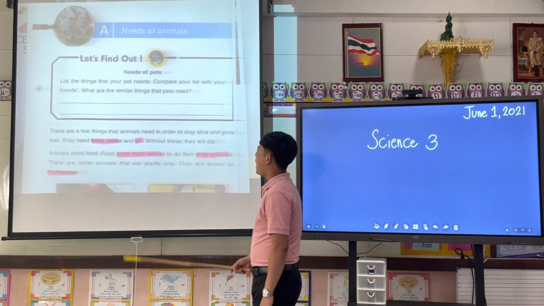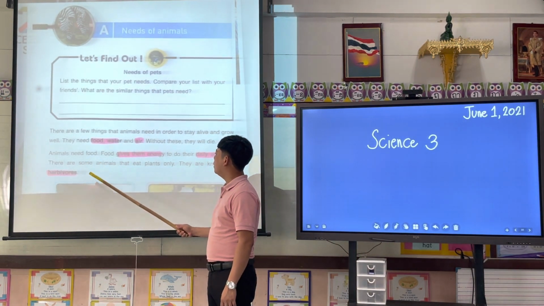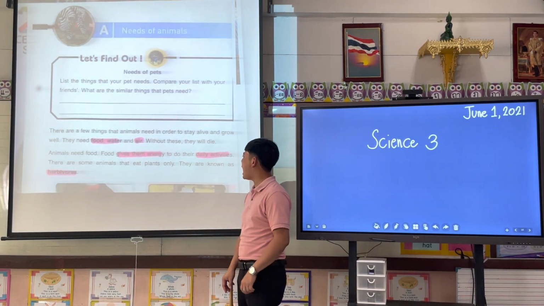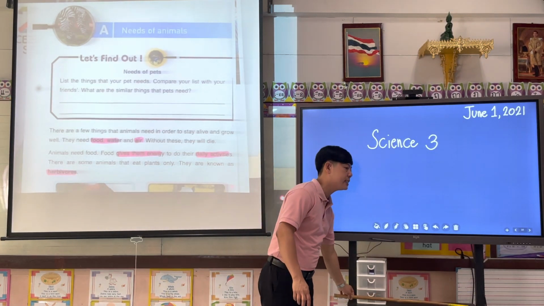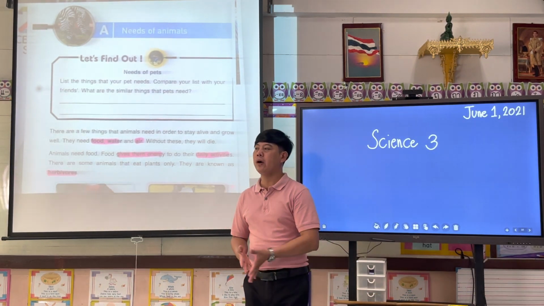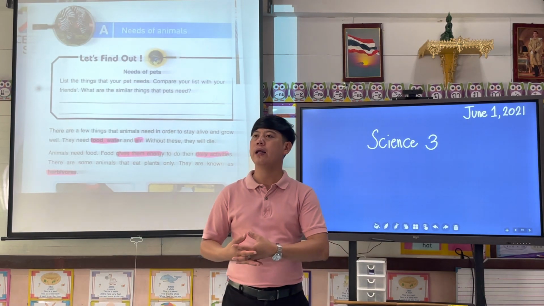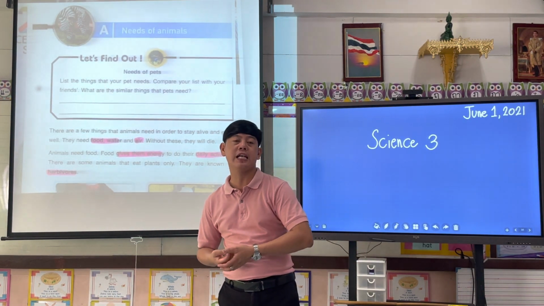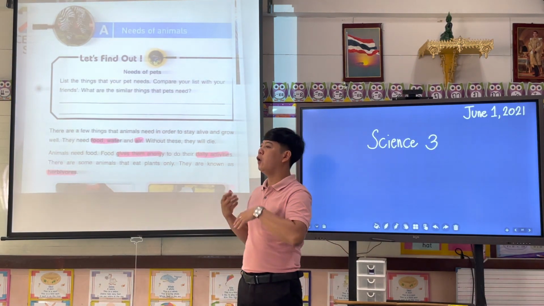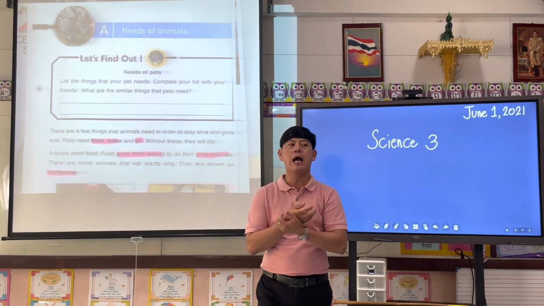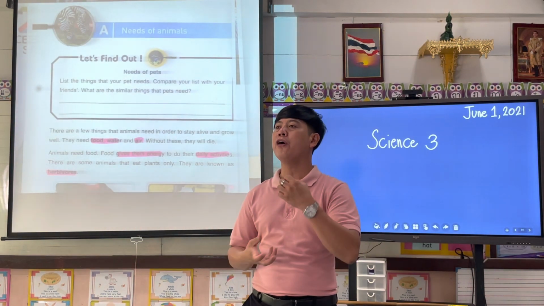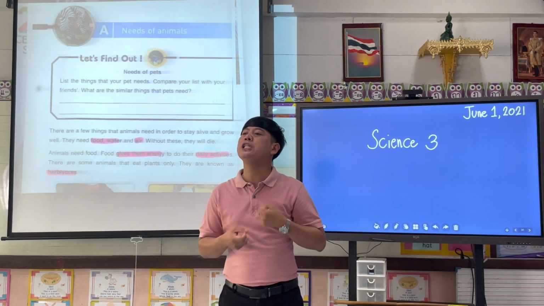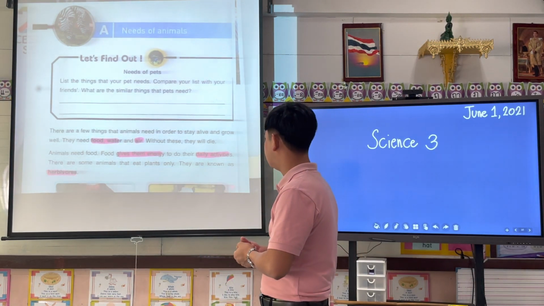Okay, so animals need food. Food gives them energy to do their daily activities. For example, a cow. Before, a farmer likes to use a cow to cultivate their farm. So a cow also needs food in order to have energy to do activities.